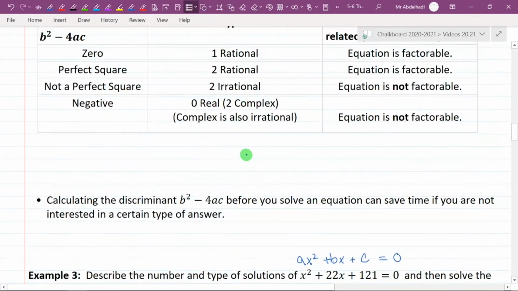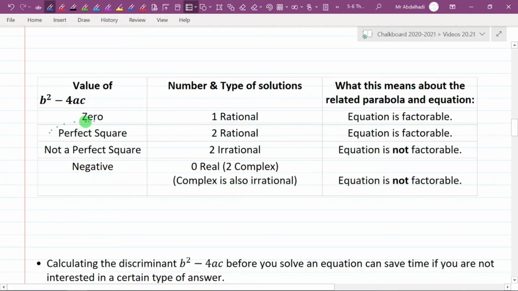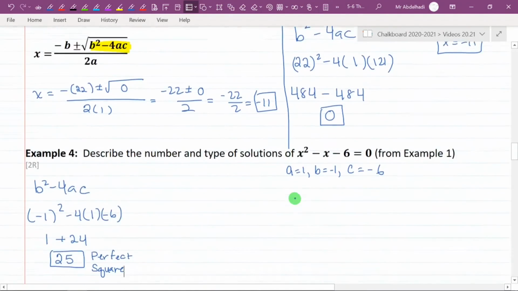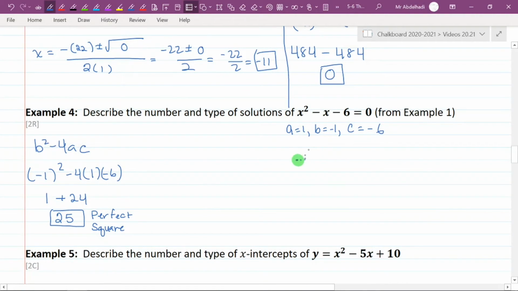We'll go back to that table. If you get a perfect square, you're going to have 2 answers that are both rational, meaning not crazy decimals. They could be fractions, but they're not going to be those crazy square root looking things. And the equation is factorable. So once you know the equation is factorable, you don't have to use the quadratic formula. You can say, you know what, this is factorable. Let me just go ahead and do reverse FOIL and get my answers that way.